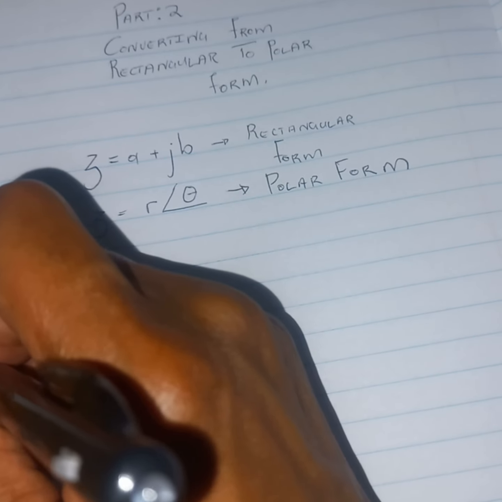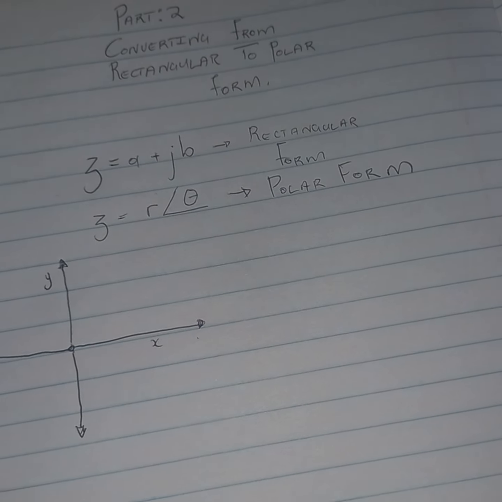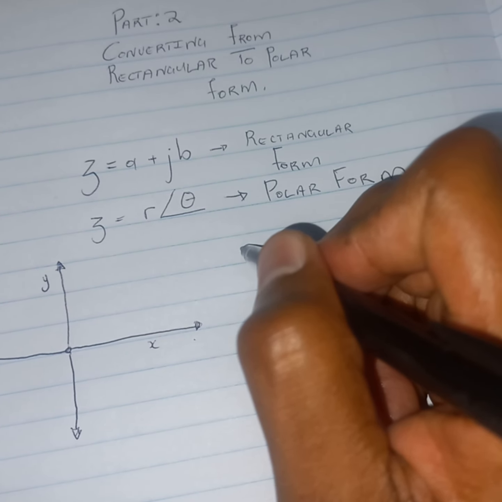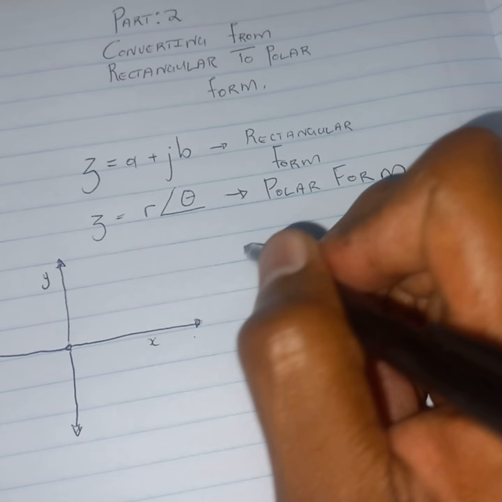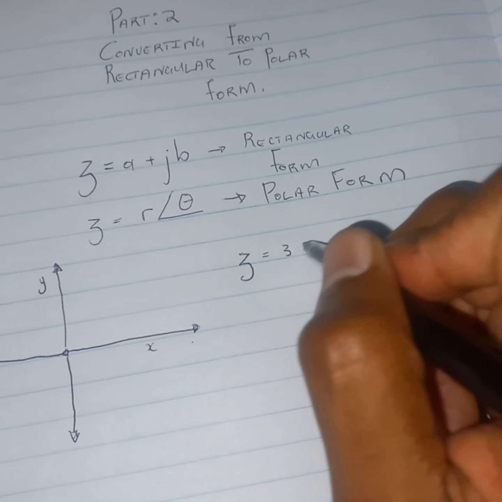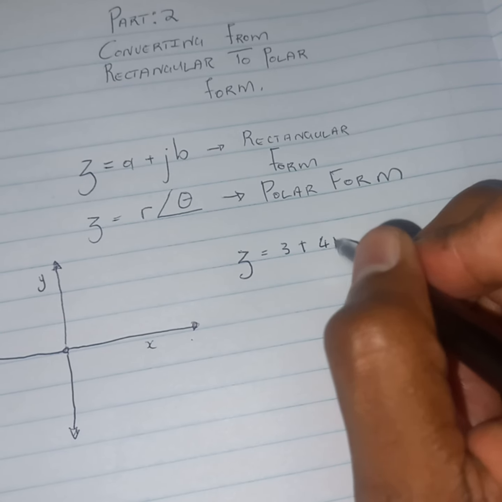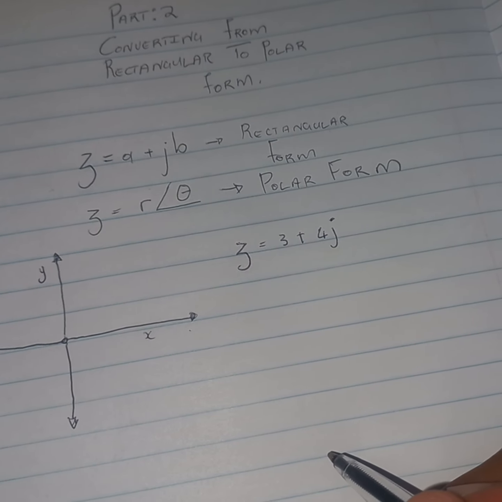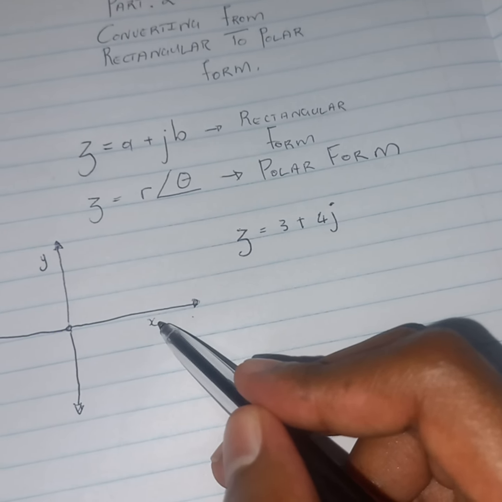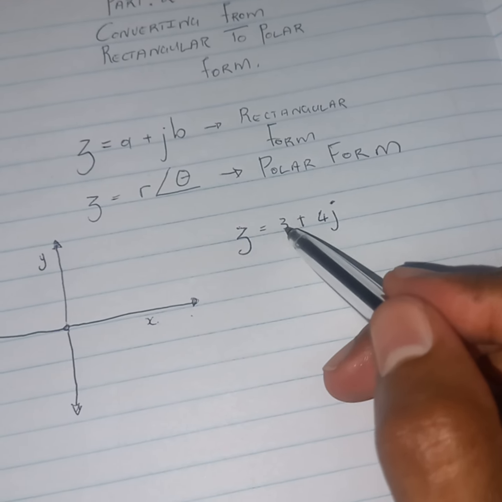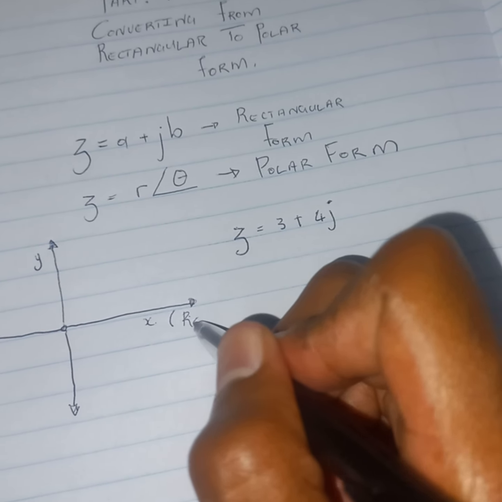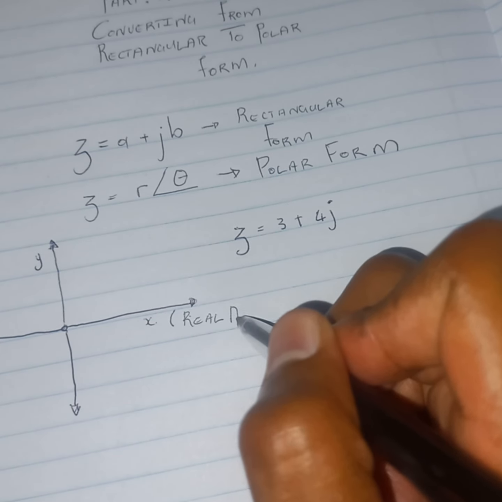Okay, so now let me write a complex number in rectangular form. Let's say I have z equals positive 3 plus 4j. So why am I writing this? Along the x-axis, I can simply draw the real number. So this represents the real numbers on the x-axis.